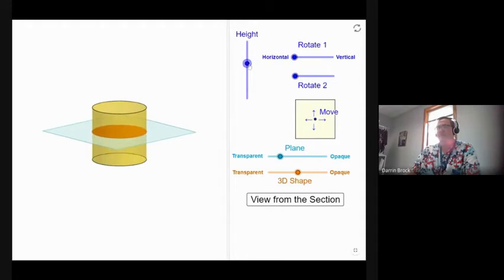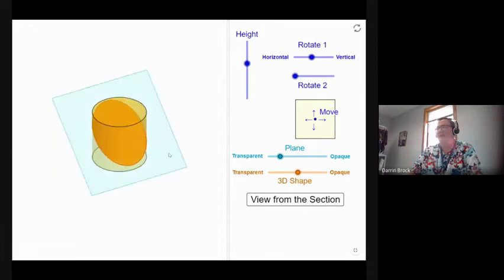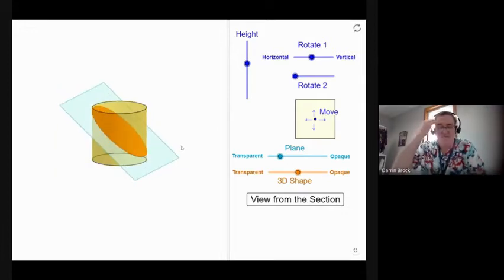But what about the diagonal of this? Let's tilt that at a diagonal. Let's turn that and take a look at that. That is also an ellipse. Also an ellipse, when we do a diagonal section of a cylinder. But what about top to bottom? What about when it's straight up and down?